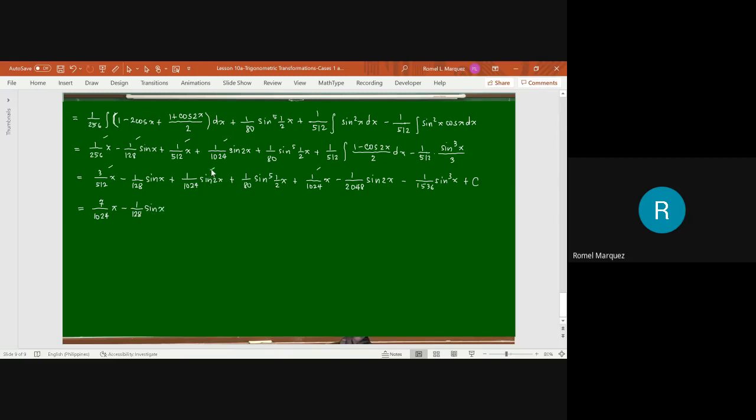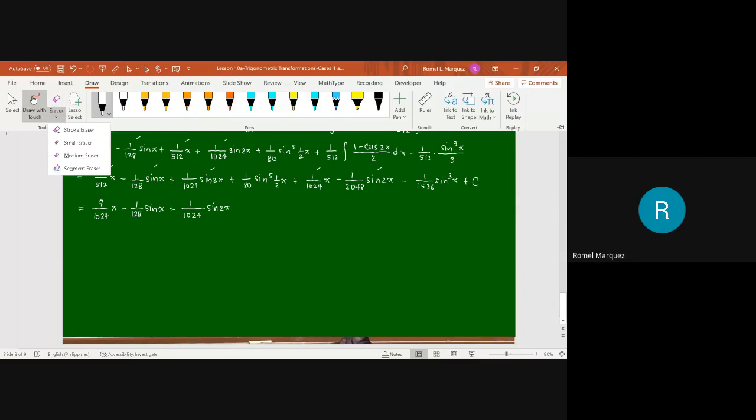And then what about this? So, tapos na tayo here. Tsaka ito. Ito pareho. 1 over 1024 minus 1 over 2048. That is equal to what, guys? Plus, magiging plus, no? Plus 1 over 1024 sine 2x. Okay, guys? O, mali. 2048.